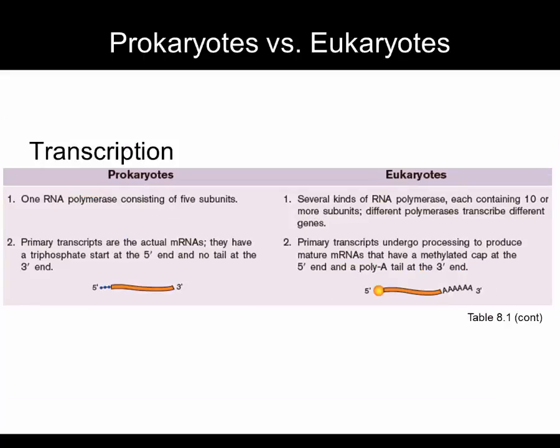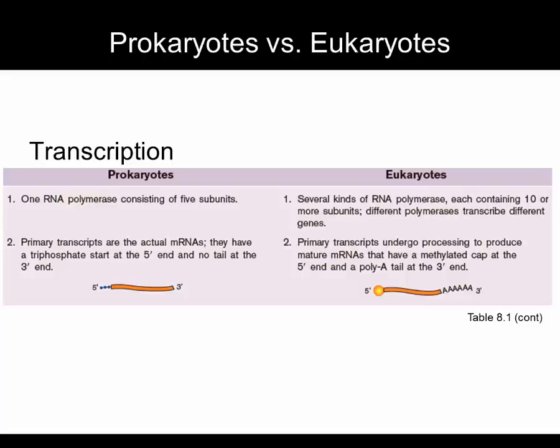Now we'll look specifically at transcription. Prokaryotes have just a single RNA polymerase that transcribes all RNAs, but eukaryotes have several, each focusing on a different type of RNA. Eukaryotic polymerases tend to be more complex, with a greater number of subunits. Prokaryotic polymerases have a sigma factor subunit that binds to promoters to initiate transcription, whereas eukaryotic RNA polymerases interact with transcription factors that recruit them to certain promoters.